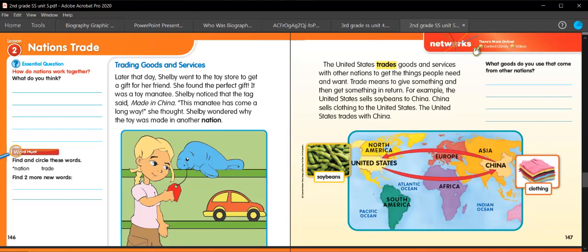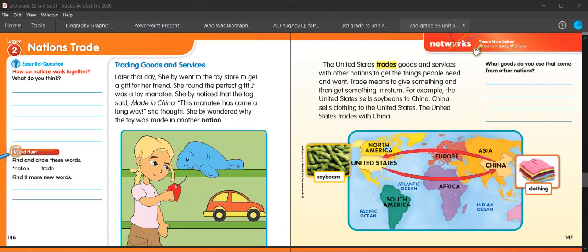The United States trades goods and services with other nations to get the things people need and want. Trade means to give something and then get something back. For example, the United States sells soybeans to China. China sells clothing to the United States. The United States trades with China.